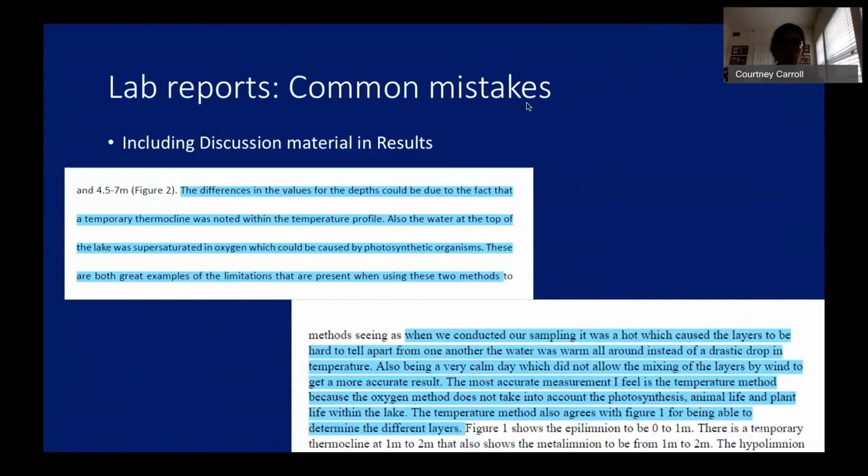The major one people will get messed up on is including the discussion. So when they start to say, this could be due to the fact that a temporary thermocline was noted, no. That is a discussion. That's an explanation. Or, the most accurate measurement I feel is the temperature. Again, that's a discussion. In results, you just say what happens.